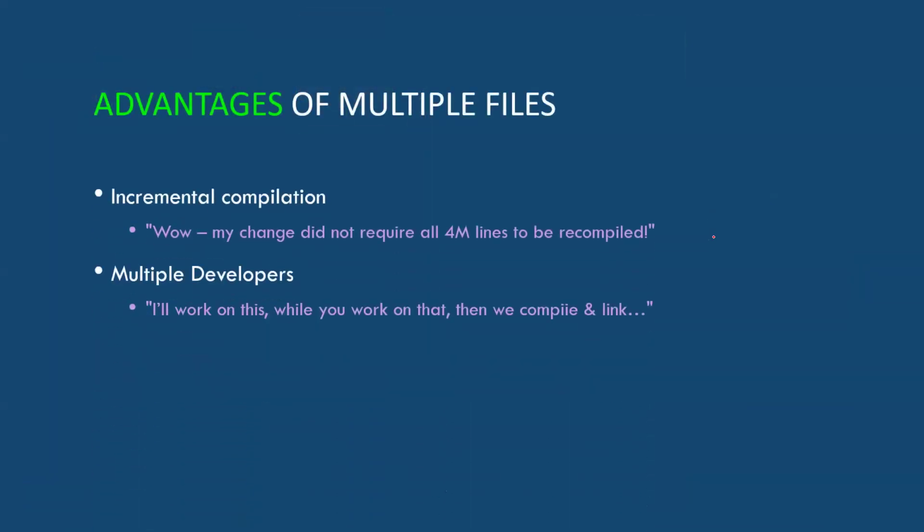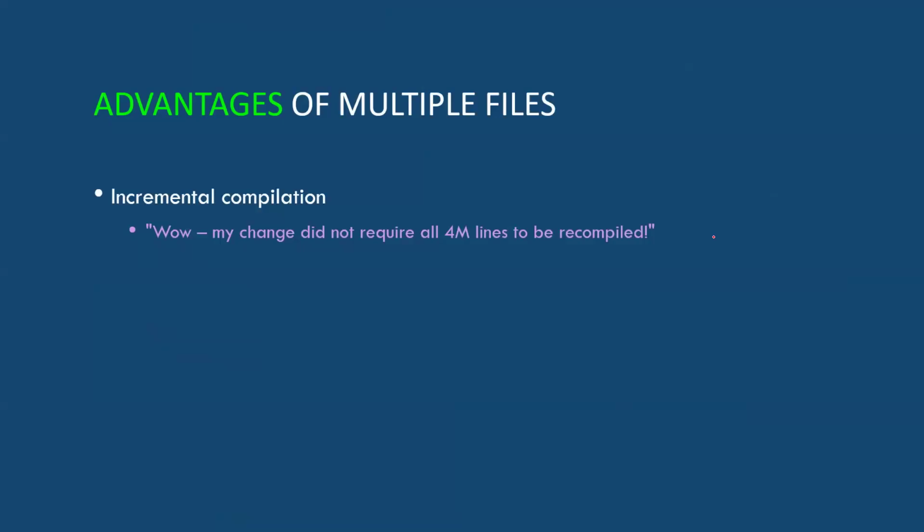So if we have lots of files, say I have a 4 million line program like 3D Studio Max or Photoshop or Chrome or whatever, and it takes, I'm going to exaggerate, let's say 2 hours to compile, or even if it takes 20 minutes, or let's say 10 minutes to compile. Imagine hitting the run button and waiting 10 minutes to see your results. That not only gets annoying, it prevents you from getting your job done.